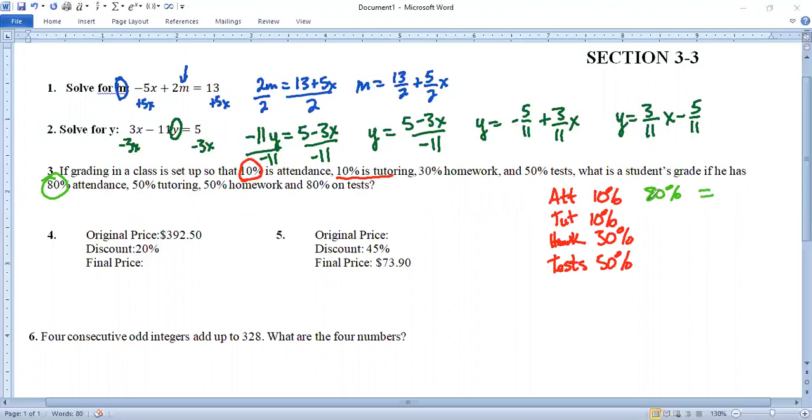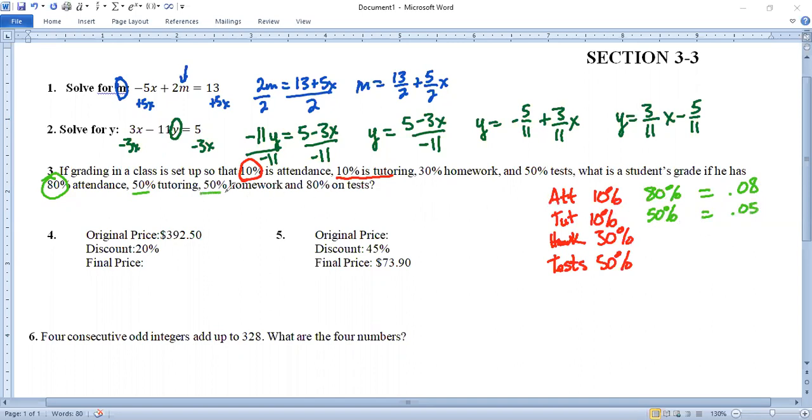You multiply those, 0.8 times 0.1, and 0.8 times 0.1 is 0.08. They got out of that possible 10%, they got 80% of that, which is a total of 8%. Okay, tutoring. What did you do on tutoring? You got 50% on tutoring. So that means to his grade, he got 50% of that possible 10% addition. 0.5 times 0.1 is 0.05.